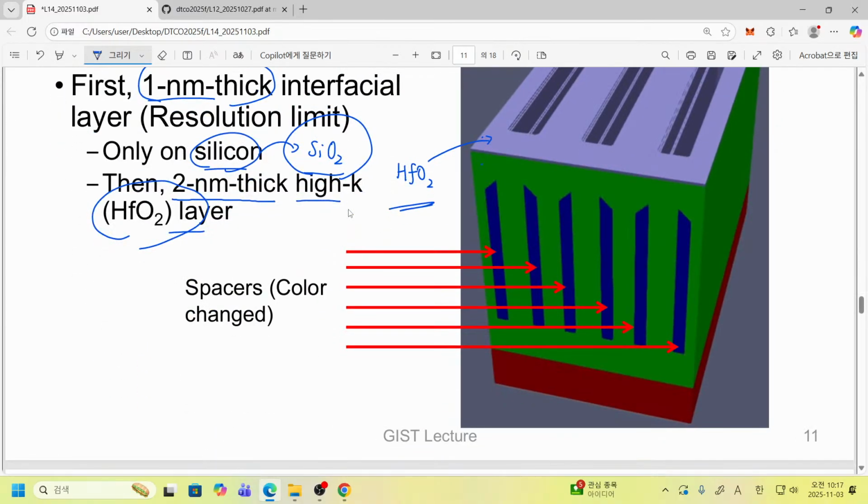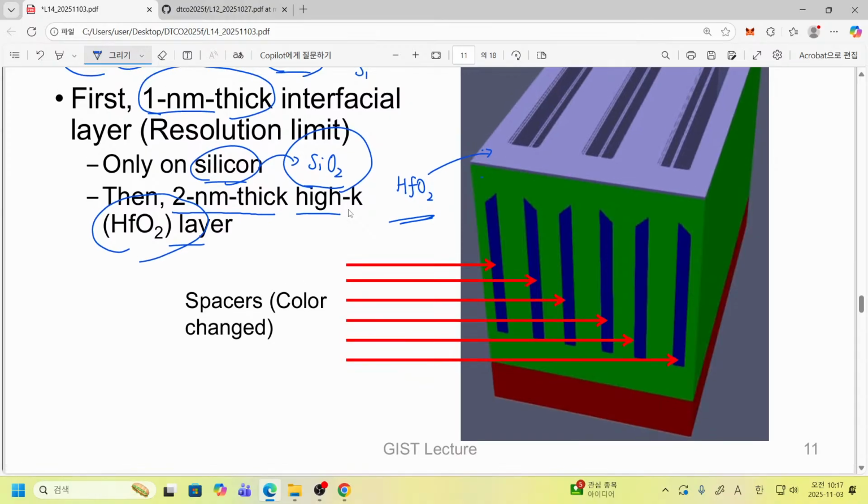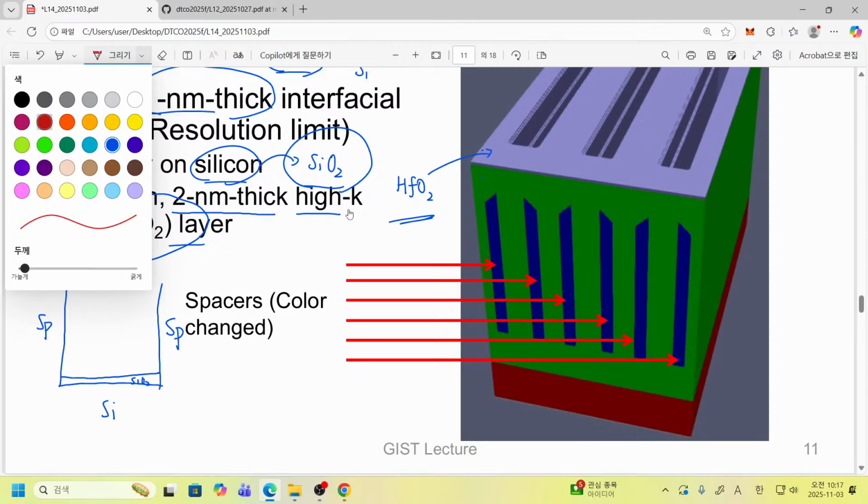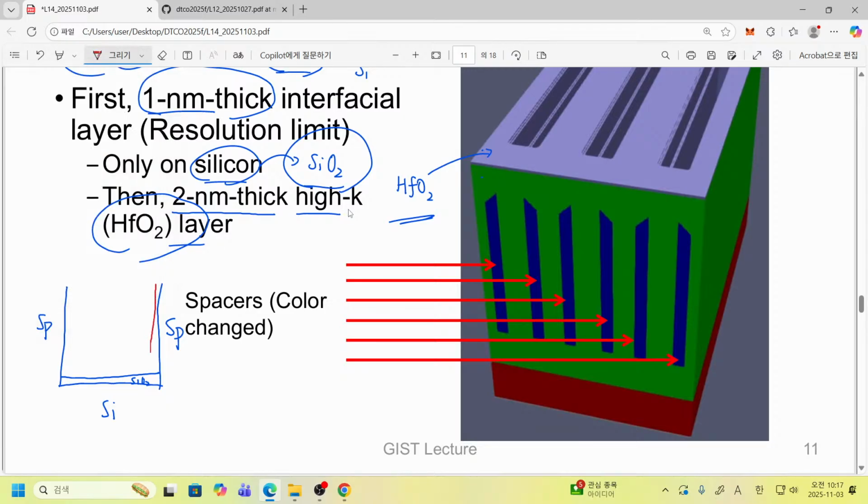So I think that the time is over, so let me just finish it here. Although we have this structure, now we have a spacer and silicon. In this case, in high K, we grow silicon dioxide only on top of silicon. After that, hafnium oxide is deposited. Then this deposited hafnium oxide can cover even the spacer. That is the shape of our high K material. So please remember this one.